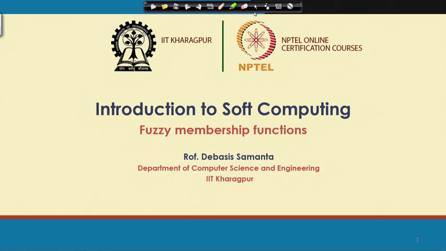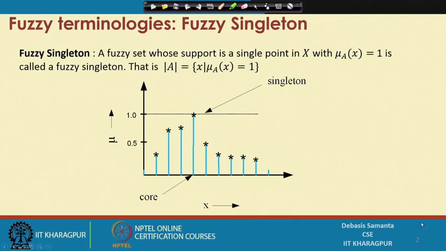So, we are discussing some notations and terminologies that are required to understand the concept of fuzzy logic. A few terminologies we discussed in the last lecture, and today we will continue the same discussion. We will discuss a few more terminologies, and the first is called the fuzzy singleton. If a fuzzy set consists of only one element whose membership value is exactly 1, then such a fuzzy set is called the fuzzy singleton.